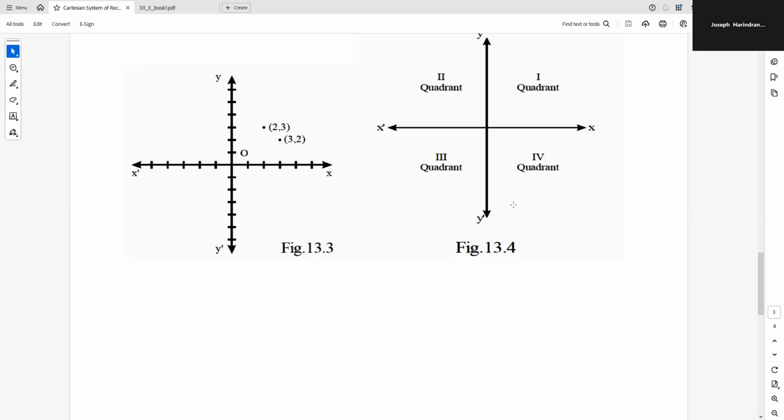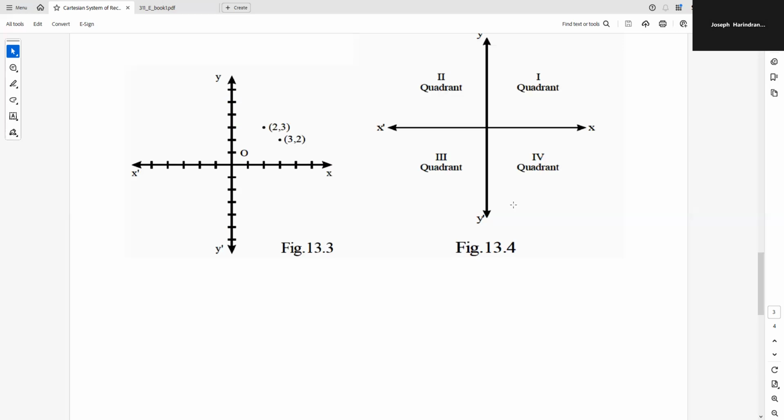Here there are 4 quadrants. The 2 coordinate axes, namely the x-axis and the y-axis, intersect at the origin. They divide the plane into 4 quadrants. You see the 4 quadrants. The first quadrant is on the top right-hand side. The second quadrant is on the top left-hand side. We can remember: top right-hand side, top left-hand side. That is the second quadrant.